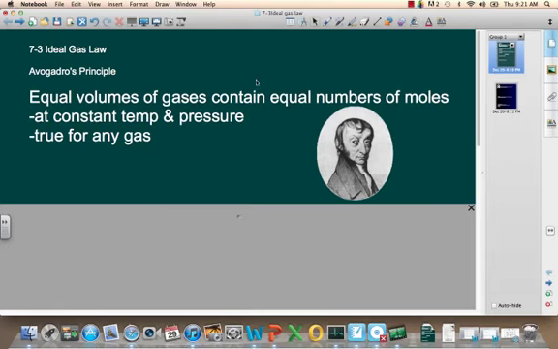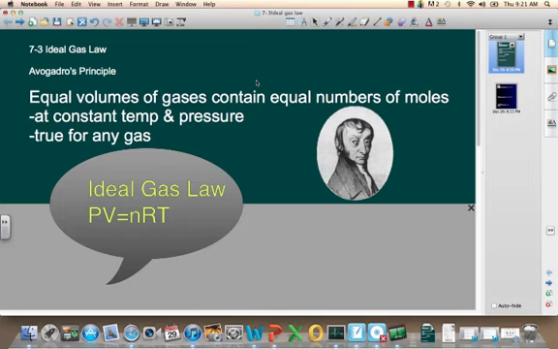All right, so we have been dealing with gas laws. So we looked at Boyle's law, Charles' law, combined. Now we're going to take a look at a different gas law, or a different formula, and that's the ideal gas law.